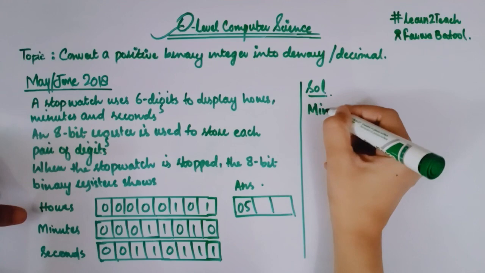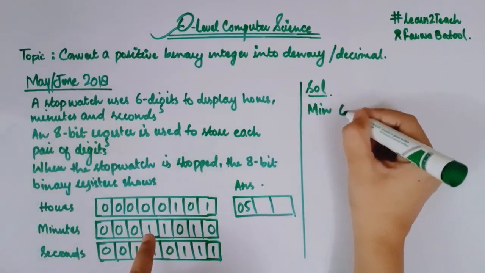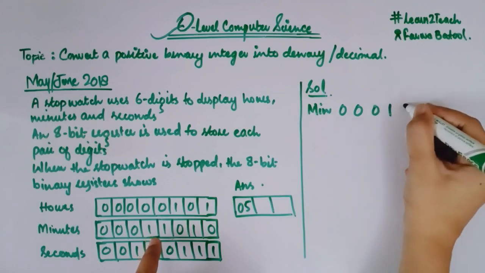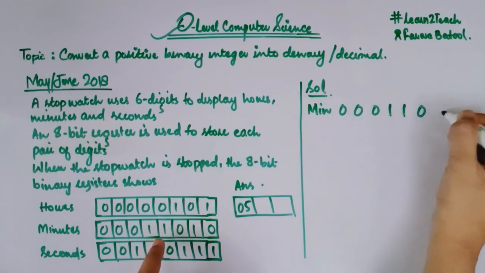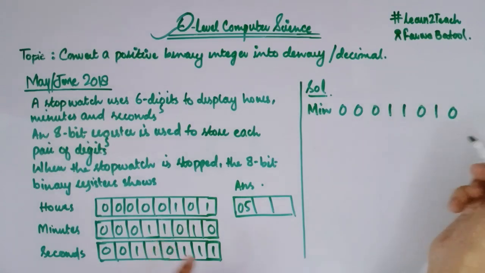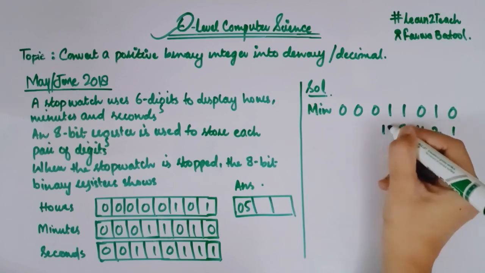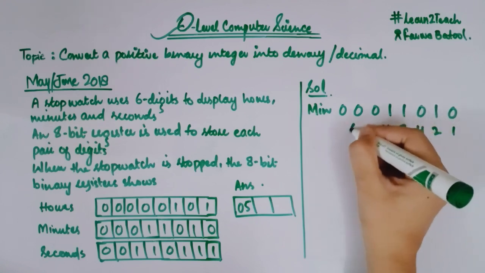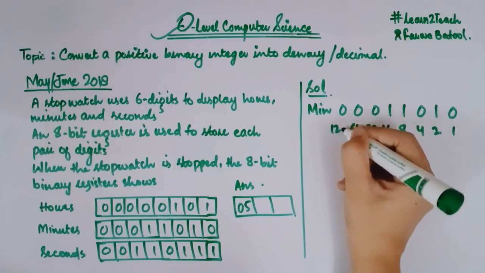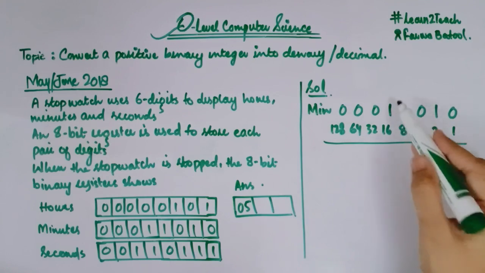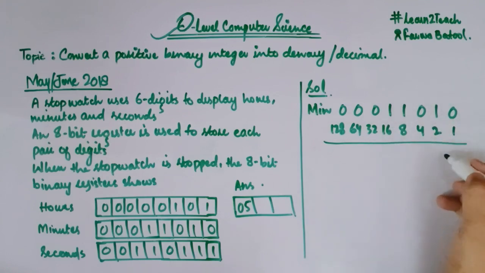For minute, what I'm going to do, I'm writing the binary number 0 0 0 1 1 0 1 0. Now my first step would be I'm going to write the powers of 2 over here. 2 raised to the power 0 is 1, 2, 4, 8, 16, 32, 64, 128, right? So what I'm going to write, only those numbers that has a bit 1 above that.